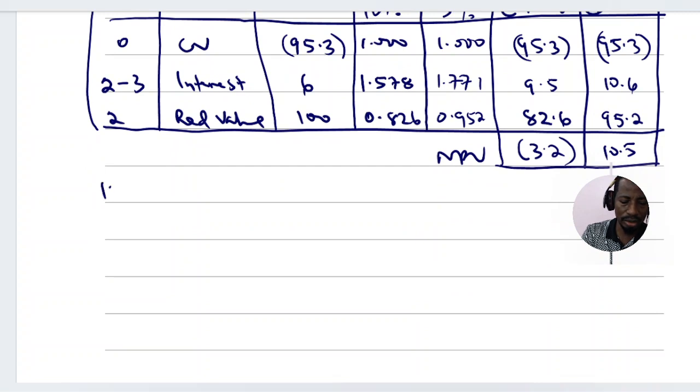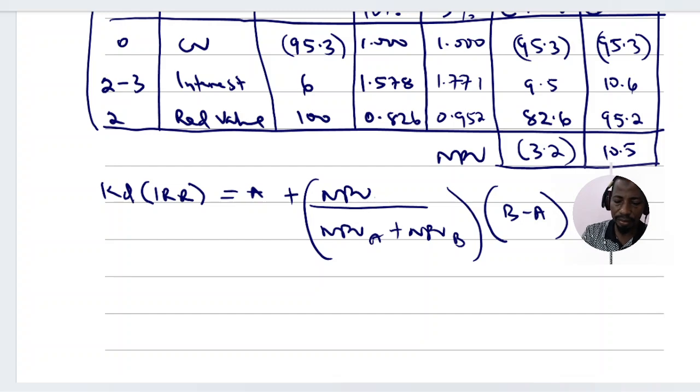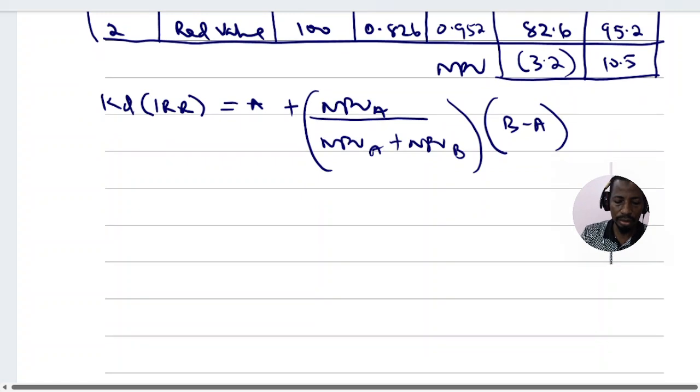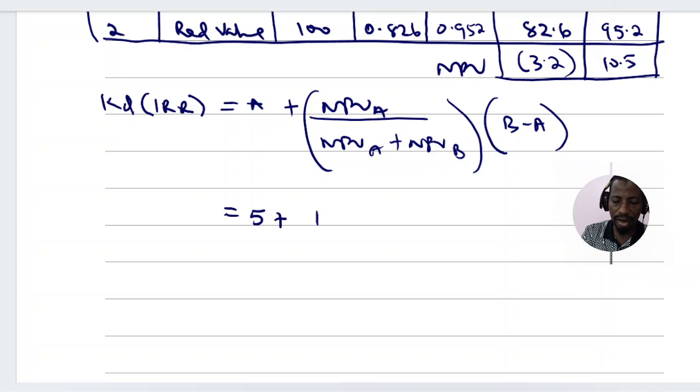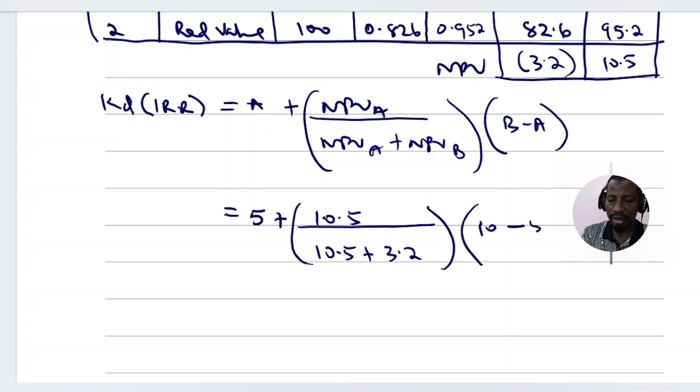So we need to calculate the cost of redeemable debenture, which is the internal rate of return, computed as lower discount rate plus the NPV of the lower over the NPV of the lower plus the NPV of higher discount rate, multiplied by higher discount rate minus the lower discount rate. Okay, so the lower discount rate is 5, plus NPV of the 5 is 10.5, divided by 10.5 plus NPV of higher 3.2, multiplied by the higher rate of 10% minus the lower rate of 5%.